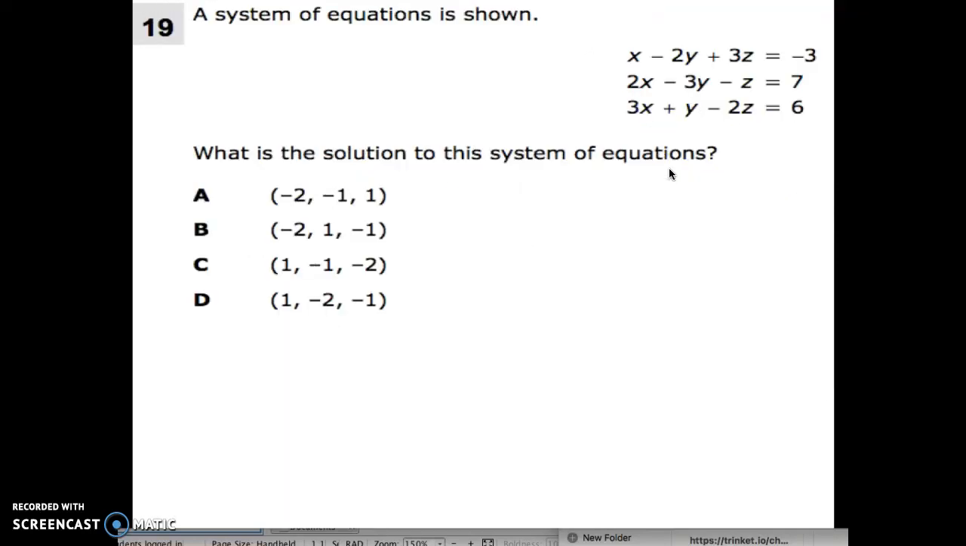Question number 19, I'm going to have you do. Remember that whenever you see the word system of equations, your instinct needs to be menu 3.2 because those solve systems of linear equations. And you have 3 equations, so that should be sufficient information for you to solve it using your calculator. You're doing a calculate, not graphing.